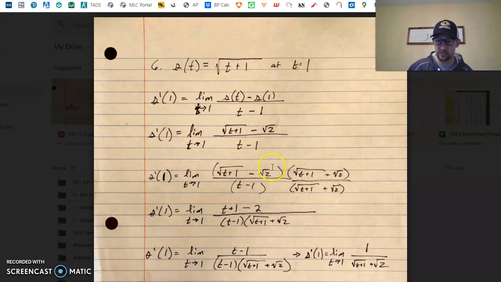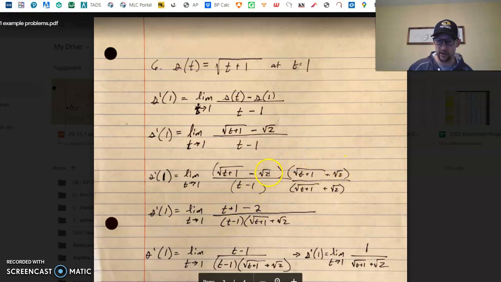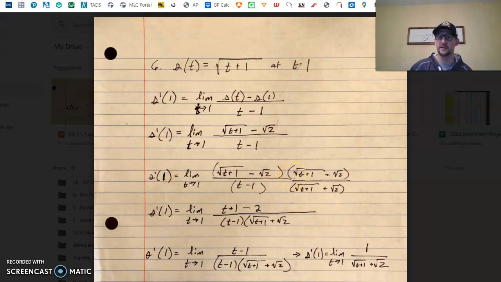Now, multiplying these numerators together. The square root of t plus 1 times itself is t plus 1. Nice, huh? The square root of 2 times itself is 2. It's negative because it was negative times positive. And note that when you multiply the outer and the inner together, they will cancel and become 0. Thus, it's not there anymore. That's the beauty of the conjugate, okay?